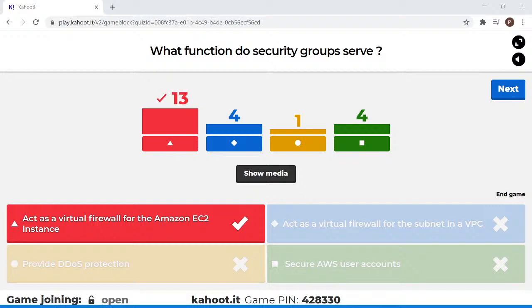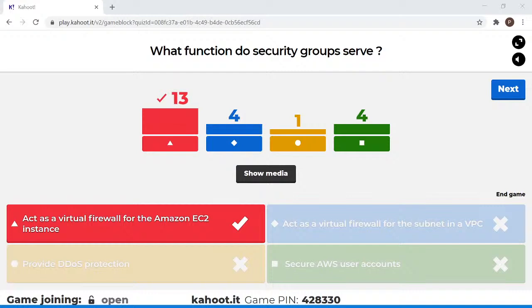Yes, most of you got it right. They do act as a virtual firewall for Amazon EC2 instance. So security groups, you can allow or deny traffic at an instance level. A similar thing can be done at a subnet level, but that is NACLs, which is network ACLs. That is the second option. Providing DDoS protection will be the AWS Shield, and securing AWS user accounts is AWS IAM.